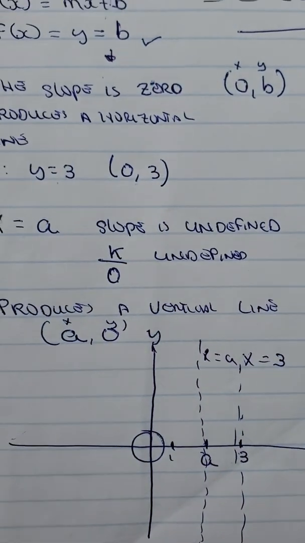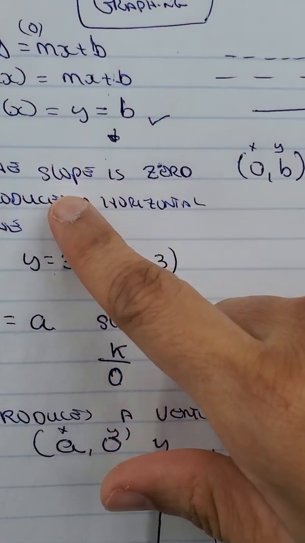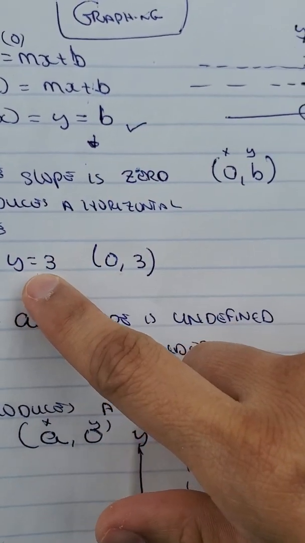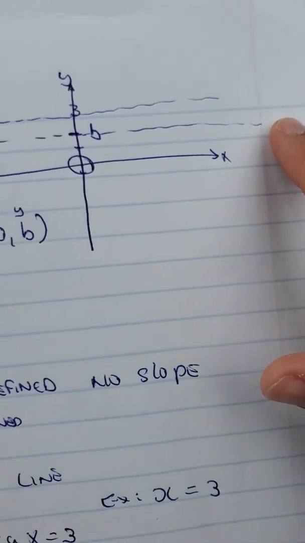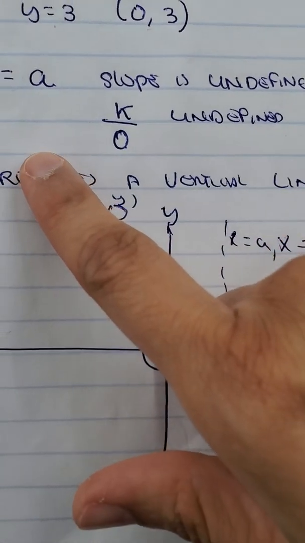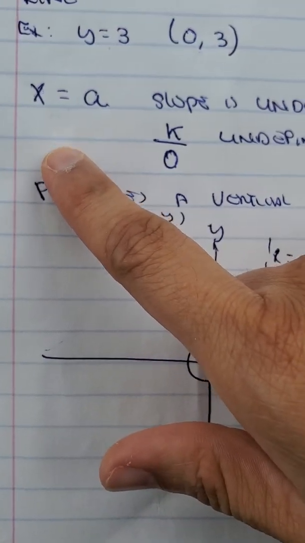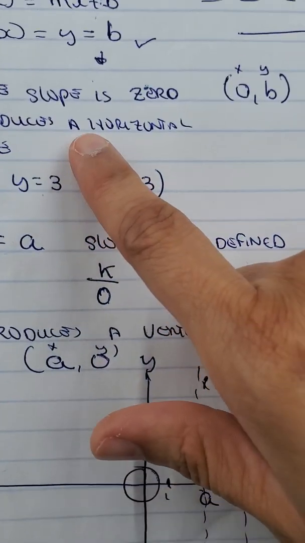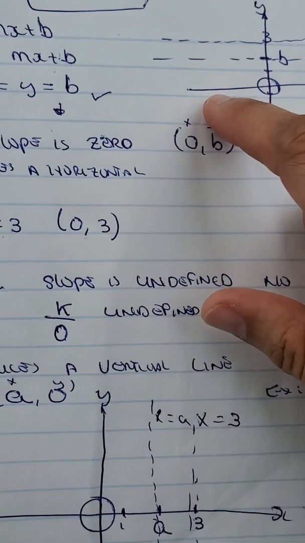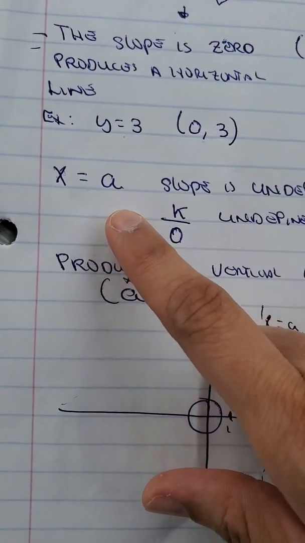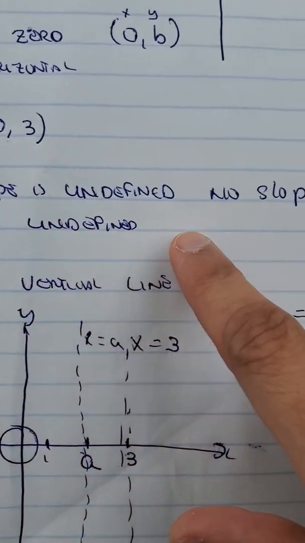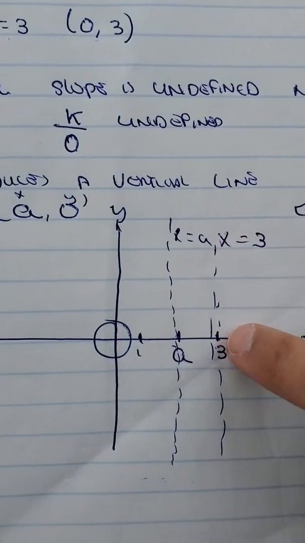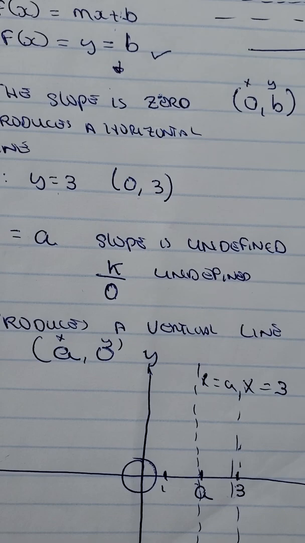So if you didn't get anything from this, just know when y is a constant b, it produces a horizontal line. And in this case, if y is just a constant, your slope is 0. And if you have x just as a constant, some constant a, it means your slope is undefined or there's no slope, and that produces a vertical line.